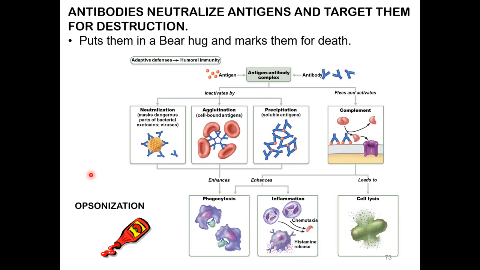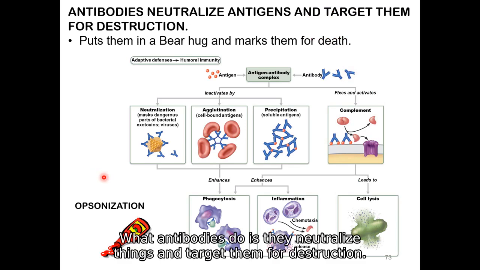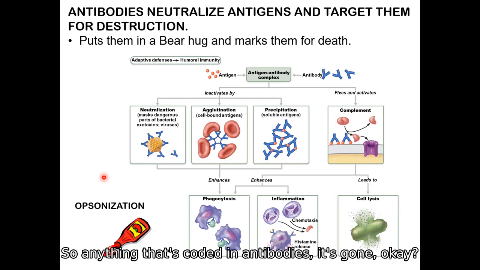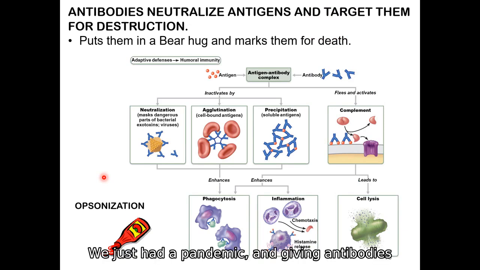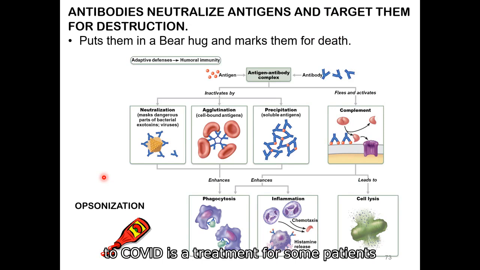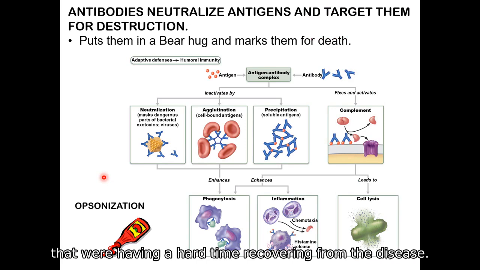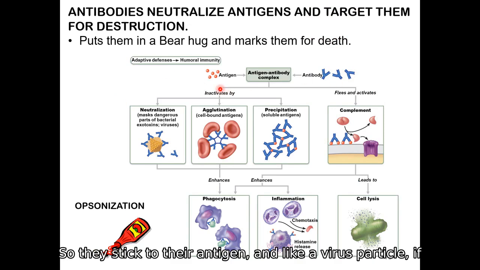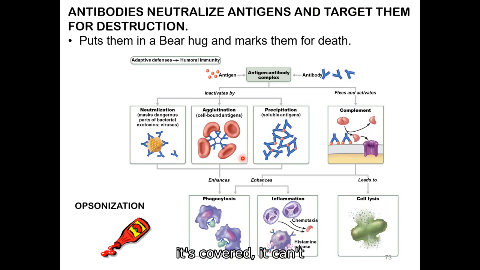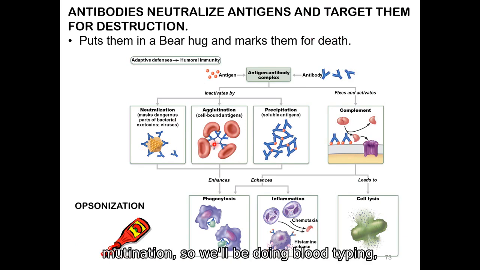We'll talk about allergies. What antibodies do is they neutralize things and target them for destruction. So anything that's coated in antibodies, it's gone, okay? And we can trade antibodies. We just had a pandemic, and giving antibodies to COVID is a treatment for some patients that were having a hard time recovering from the disease. So they stick to their antigen, and like a virus particle, if it's covered, it can't infect. We did agglutination, so we'll be doing blood typing.